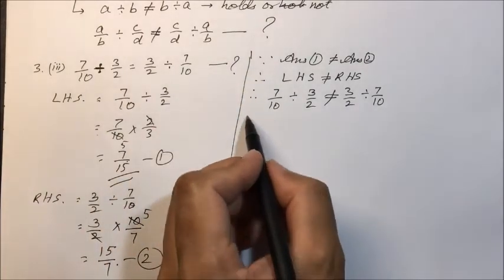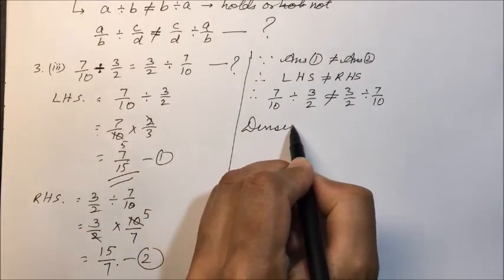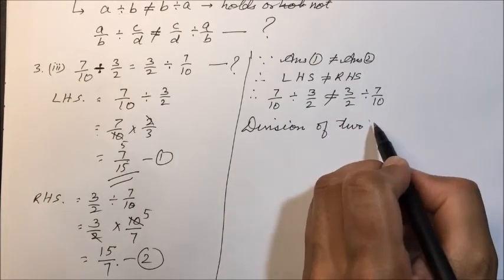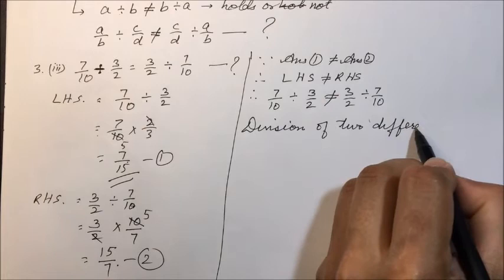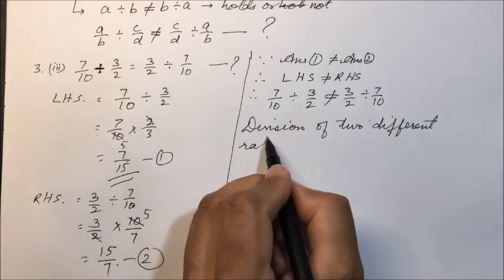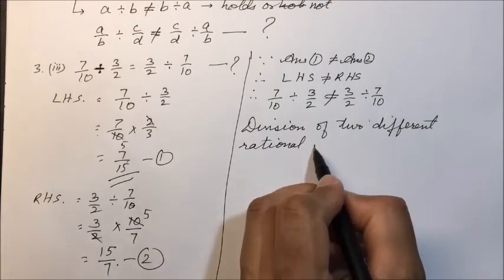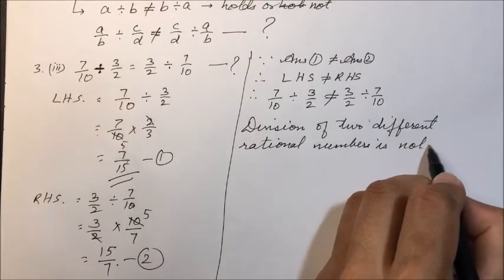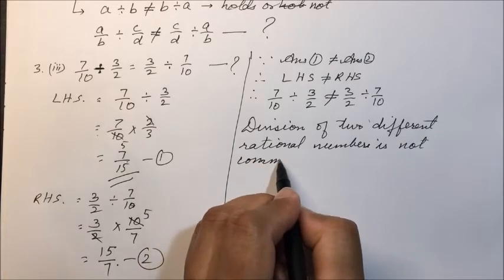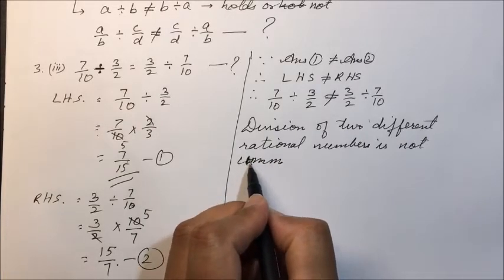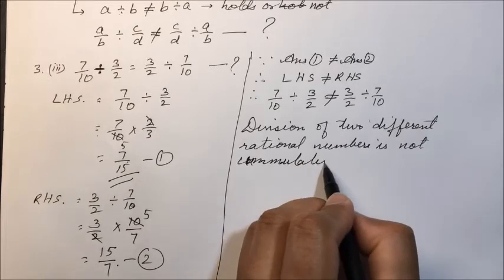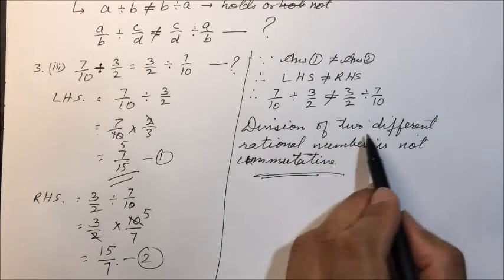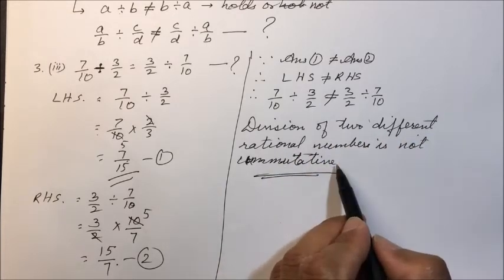So here we will say division of two different rational numbers is not commutative. So division of two different rational numbers is not commutative.